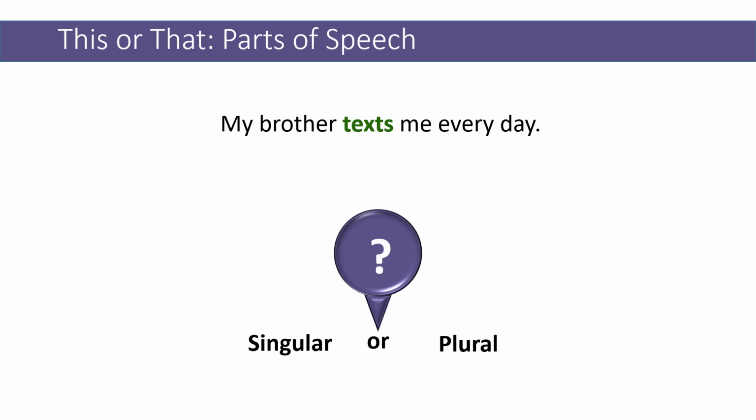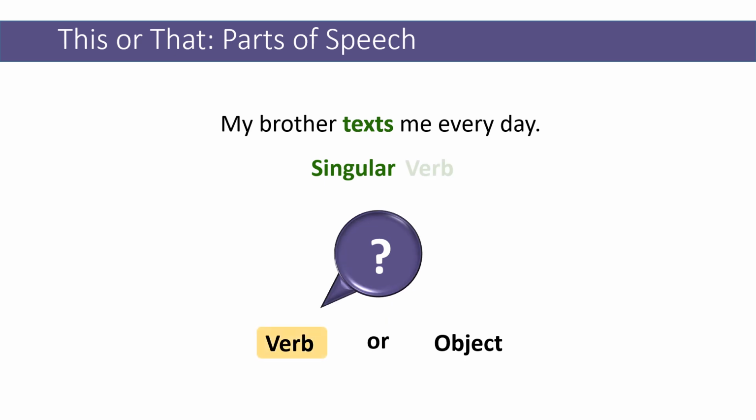Take a look at this. My brother texts me every day. So we're not asking if this is a subject or an object, or a noun or a verb. It's a verb. So remember that for a verb, a singular verb has an S on the end. A plural verb does not. So this is a singular verb. I guess I already answered this question. This one is a verb.